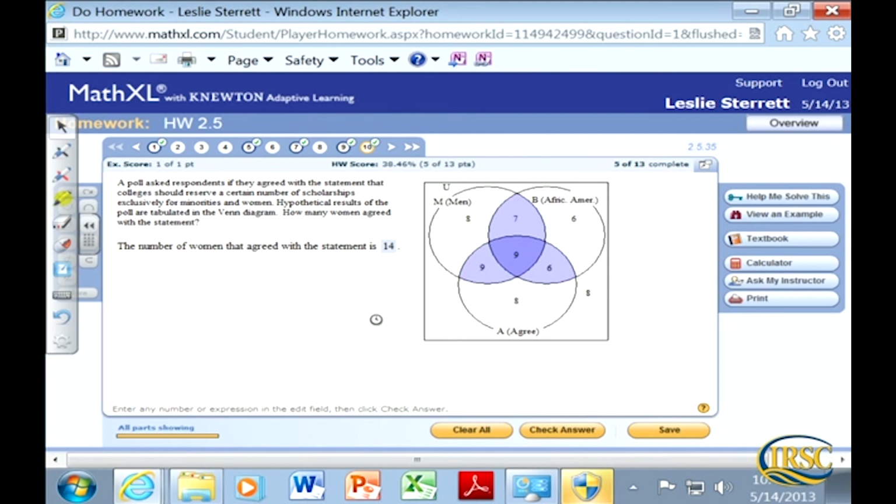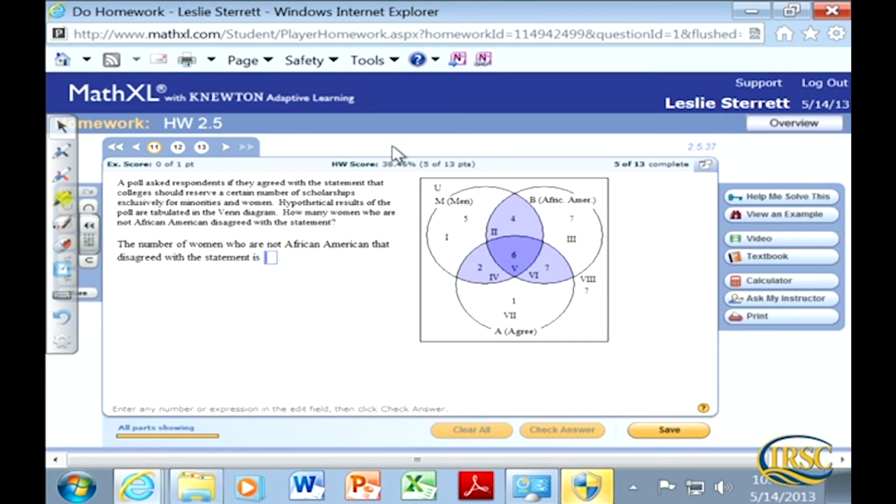Nice work. Here, I'll throw one more of these at you. Okay, same thing that they're asking, but they've changed all the numbers, and they decided to throw the region Roman numerals in there, just to confuse things. So the number of women who are not African American that disagreed with the statement.